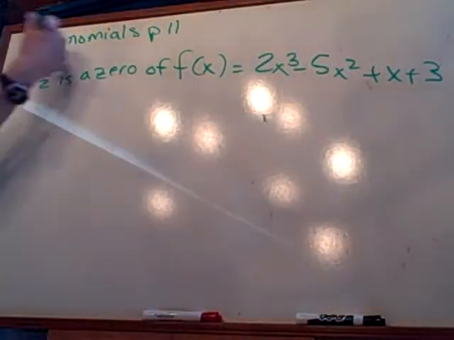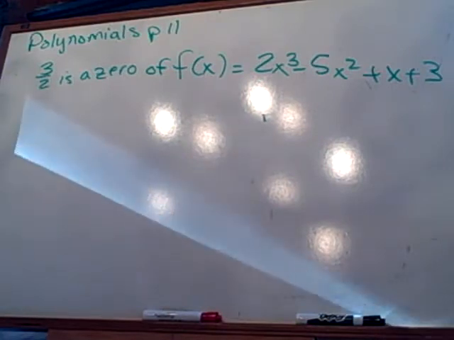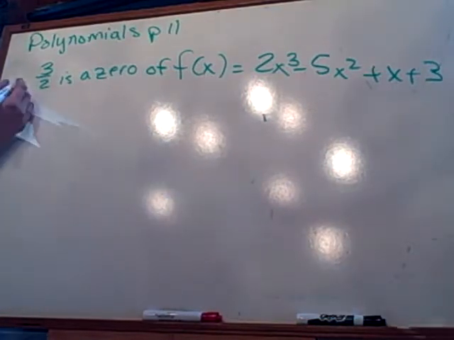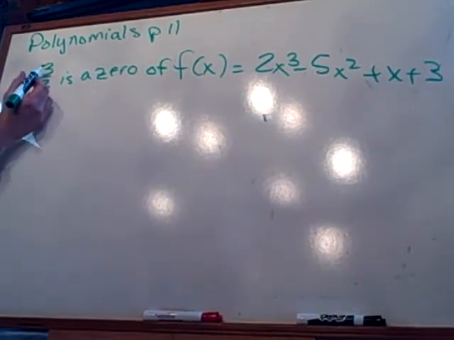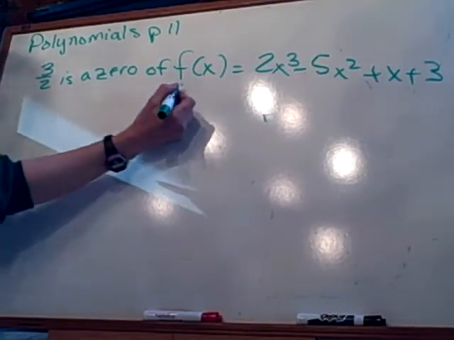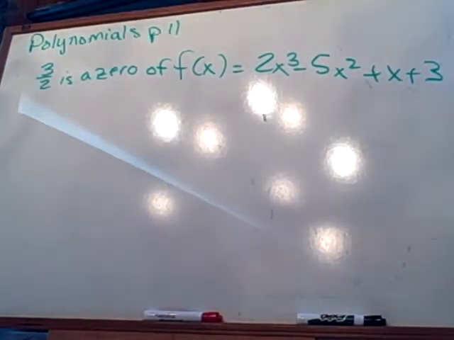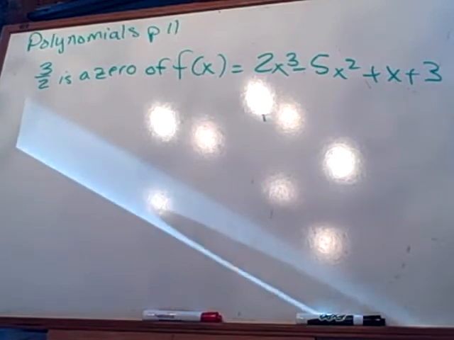Okay. All right, we're on polynomials, page 11. We're at the bottom. We're going to do this very last piece, and we're going to find out whether or not 3/2 is a 0 of this particular polynomial. Okay? Now, there's a couple different ways you can do it.